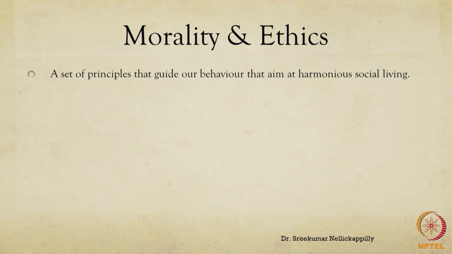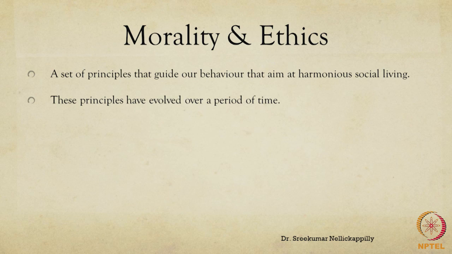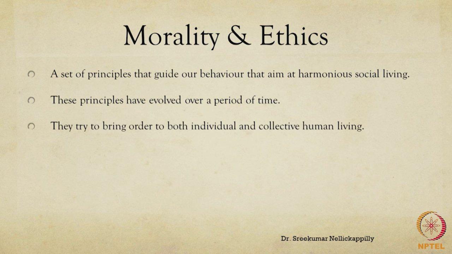Now again, morality or ethics, both deal with a set of principles that guide our behavior, that aim at harmonious social living. It's very important that individuals establish a harmony among themselves and also between individual and society. So this is important for human progress, for human living, happiness and well-being of human beings and humankind in general. So in that sense, we can say that ethics and morality deal with certain principles that guide human behavior, and these principles, as I already mentioned, have evolved over a period of time. There are several factors which might have influenced their evolution. We'll discuss some of these factors in later lectures.